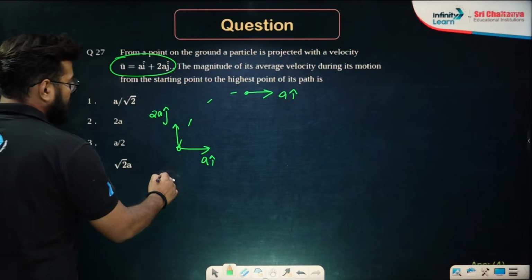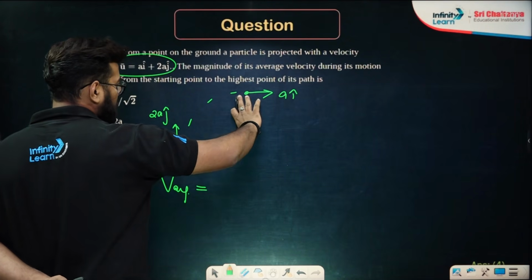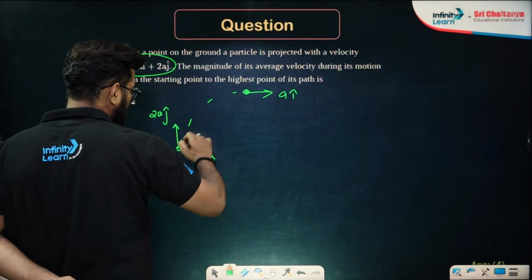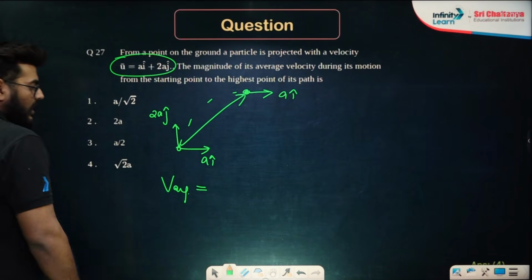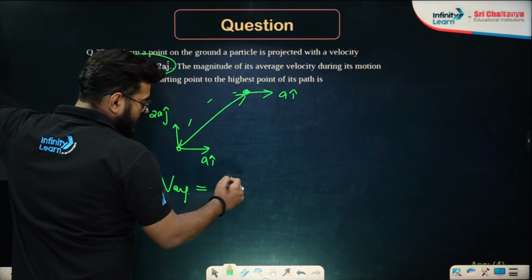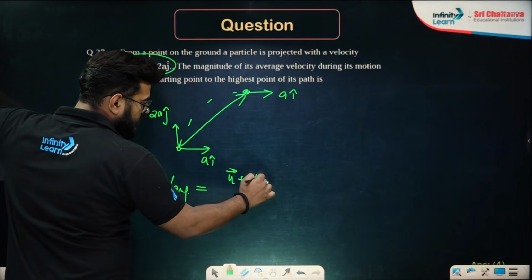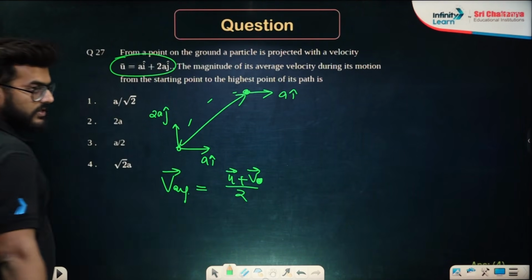Now in order to calculate average velocity, one approach is to calculate the displacement, which is going to be this whole divided by time. The next approach is initial velocity plus final velocity, whole divided by 2. Through this you will calculate the average velocity also.